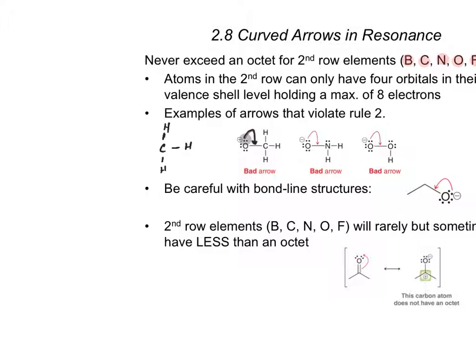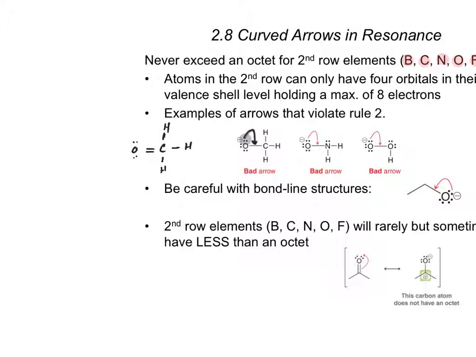A double bond, right? So I took those electrons, I now made a double bond. I took one of those lone pairs, so now oxygen has a 0 formal charge, but what's the problem with the carbon? How many electrons does it have around it? 10. It has 10. Can't do that, right?